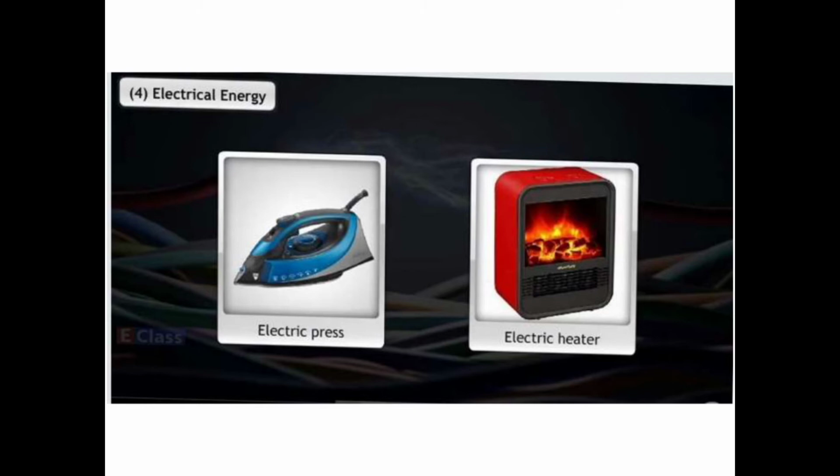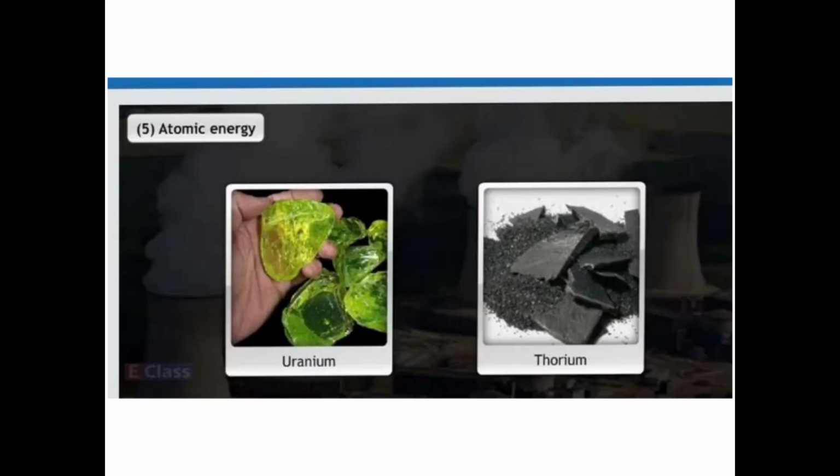We have seen various equipment which produces heat. आपने लिखा है ना इलेक्ट्रिकल प्रेस जिसको हम लोग आयरन भी बोलते हैं, राइट? हीटर, गीजर, all those things are producing heat. So even the electricity is also a source of heat.